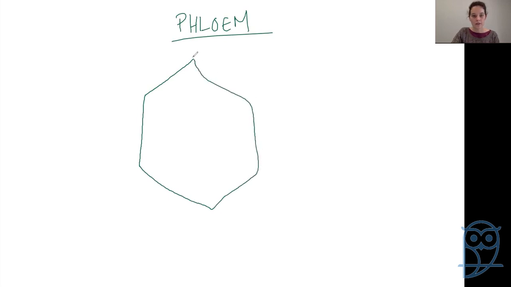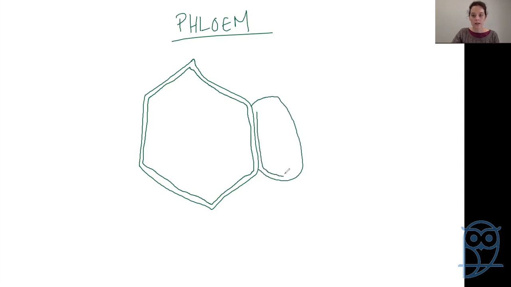we might have something like this with a cell wall because it's a plant cell. We don't use rulers, but we always draw plant cells with a double line for the wall. Then next to it, you would find a smaller cell, also with double line for the cell wall. So who are these two? This one here is the companion cell. And this one here is the sieve element.